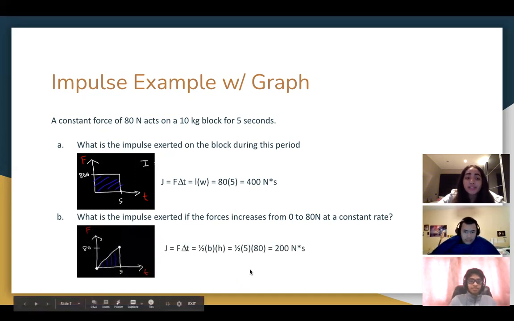And the second problem is especially helpful to draw the diagram because it isn't as intuitive as the other one, because the force is actually changing. So when we draw this graph, we can see that it is just a triangle. And therefore, we can use a simple geometric equation, 1/2 base times height, and therefore 1/2 times 5 times 80. So it's actually 200 newton seconds.